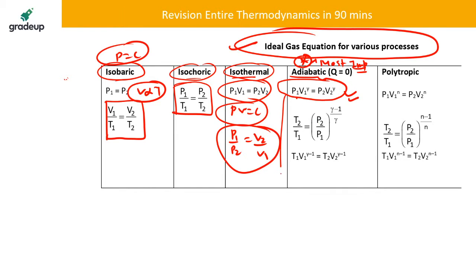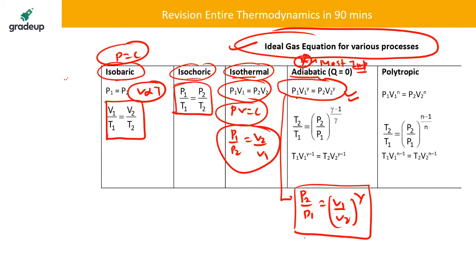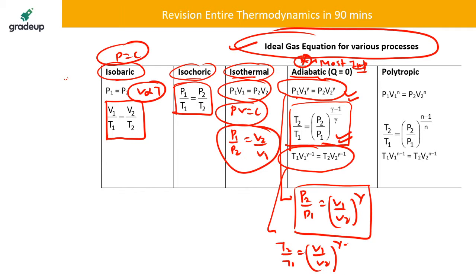Like in the case of the Otto cycle, you will get from here that P2 by P1 will be equal to (V1 by V2) to the power gamma. So you will get this in the Otto cycle. It is a very important equation. Similarly, this equation is also very important: T2 by T1 is equal to (P2 by P1) to the power (gamma minus 1) by gamma. This is also quite important in the Brayton cycle. This equation is also very important: T2 by T1 is equal to (V1 by V2) to the power gamma minus 1.